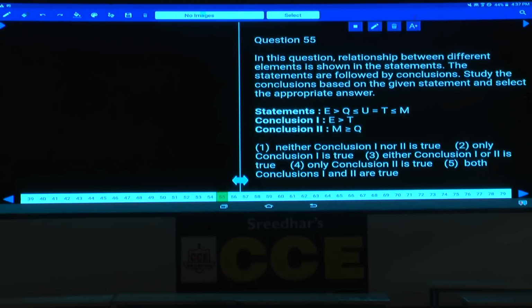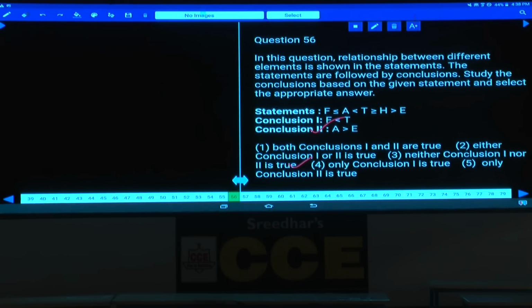The relation between E and T. Now E is here, T is here, between E and T there is 1 greater than, 1 lesser than, 2 opposite symbols, that is false. And the next one, the relation between M and Q. Now Q and M, which symbol is common, lesser than or equals to Q, lesser than or equals to M, M greater than or equals to Q, hence only conclusion 2 follows, that is choice 4. Question number 55, it is choice 4.